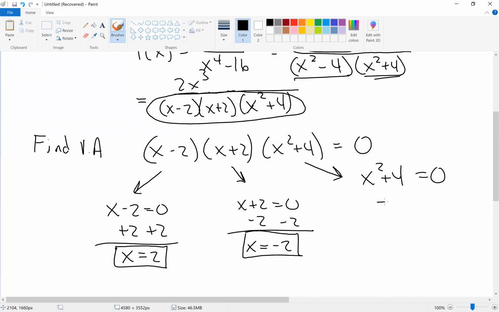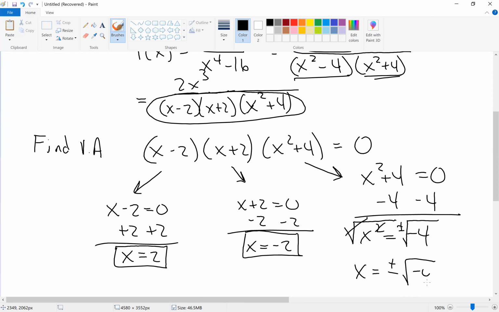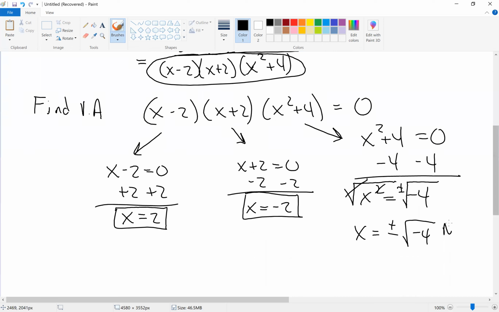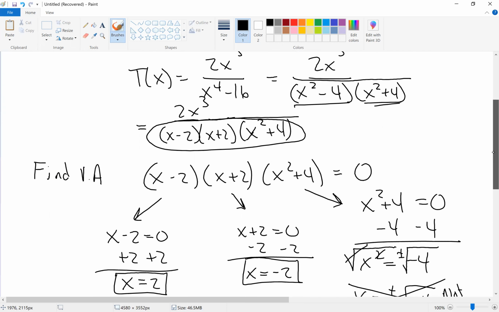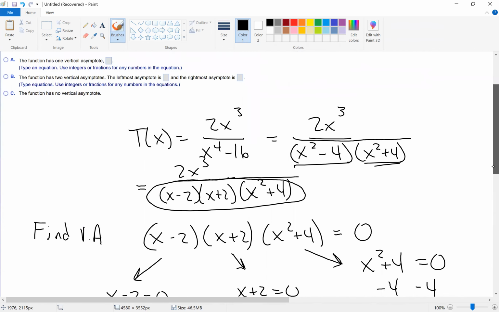Here, with x squared plus 4, we subtract 4 on both sides and get x squared equals negative 4. When we take the square root on both sides, don't forget to put a plus or minus sign. The square and the square root cancel. We get x equals plus or minus the square root of negative 4. Well, this is not real, and if it's not real, we don't care about it. Our asymptotes are x equals 2 and x equals negative 2. There are two asymptotes here.